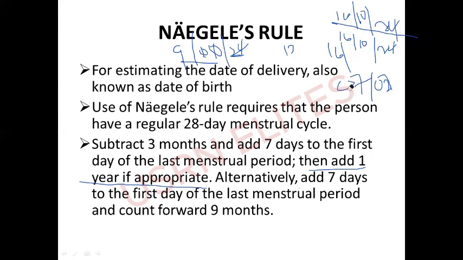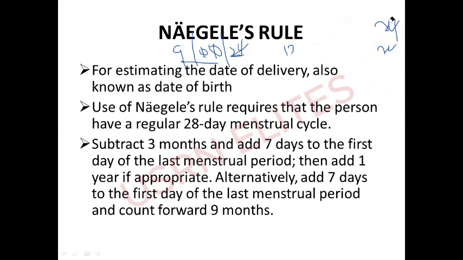Yes, Madam Augustina. Looking at the scenario that Nana gave, why don't we go with one rule, using the add 7 days, and then you move forward and count 9 months forward. I think that's the easiest. If that is what works best for you without confusion, that is fine.